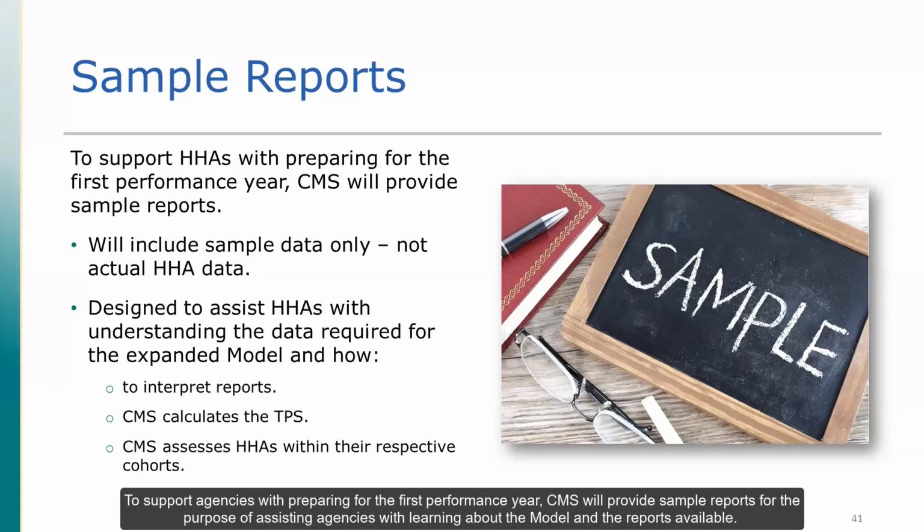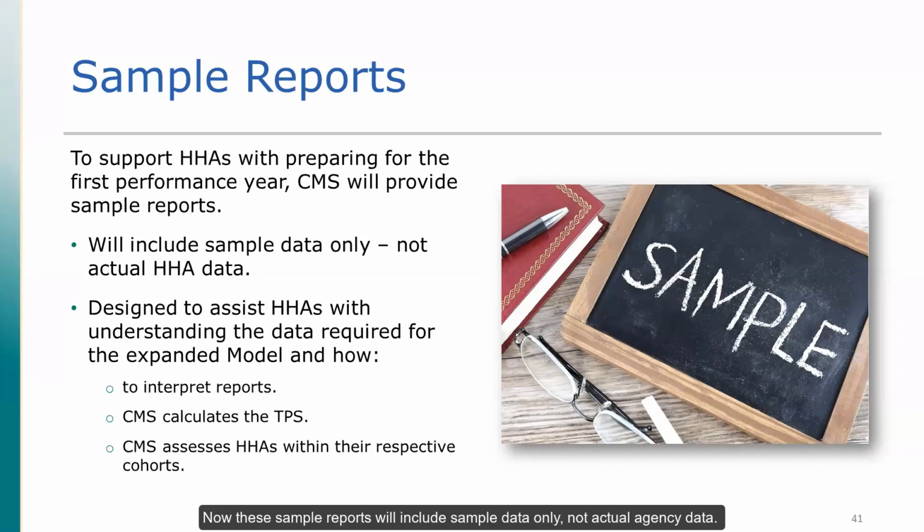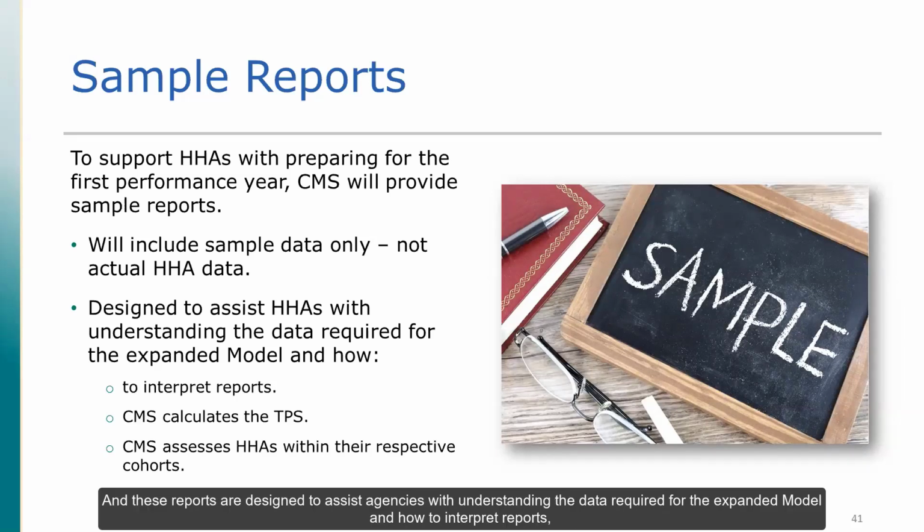To support agencies with preparing for the first performance year, CMS will provide sample reports for the purpose of assisting agencies with learning about the model and the reports available. Now, these sample reports will include sample data only, not actual agency data. And these reports are designed to assist agencies with understanding the data required for the expanded model and how to interpret reports, how CMS calculates the total performance score, and how CMS assesses agencies within their respective cohorts.